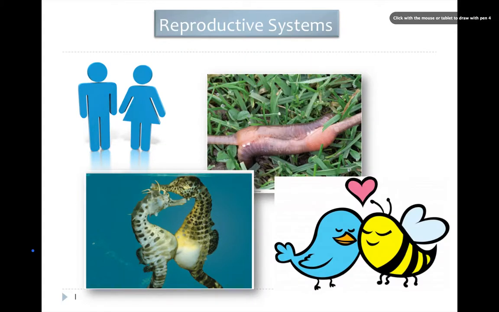Everybody. Today we're going to take a look at reproductive systems. We're going to look at various animals and how they reproduce, but we'll spend most of our time focusing on human reproduction. So in other words, we are talking about the birds and the bees today.